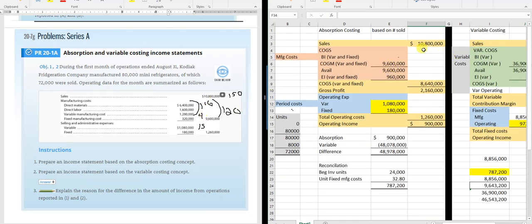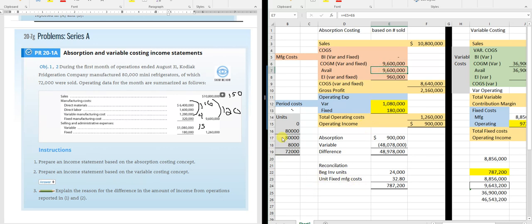Okay, so my sales are 10,800,000. That comes right there. My beginning inventory is 0, since I have nothing in beginning inventory. This is my first month. My cost of goods manufactured is I made 80,000 at a unit cost. This is absorption, so I use the 116 plus 4, or the 120. So 80,000 times 120.